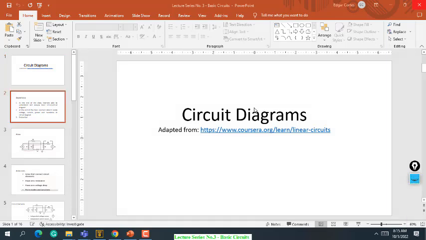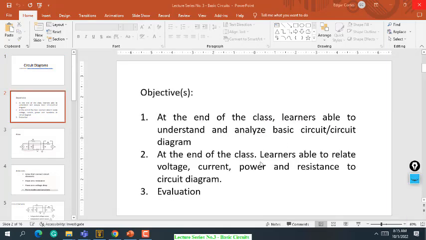Okay, so we have the objectives this morning, no. We have two objectives. At the end of the class, learners are able to understand and analyze a basic circuit or circuit diagram, as I mentioned earlier. And second, students are able to relate voltage, current, power, and resistance to the circuit diagram. This is what we've discussed last meeting.